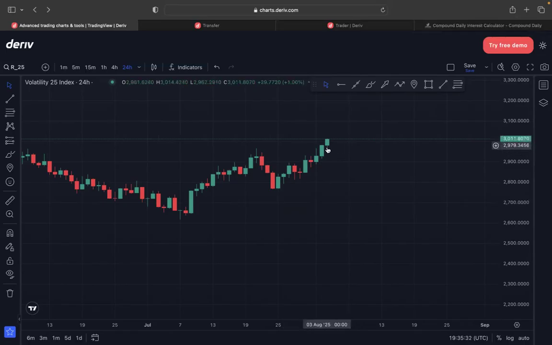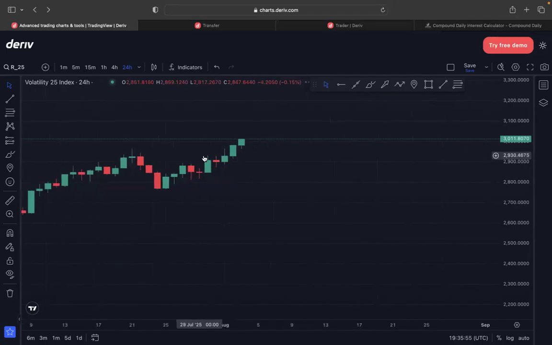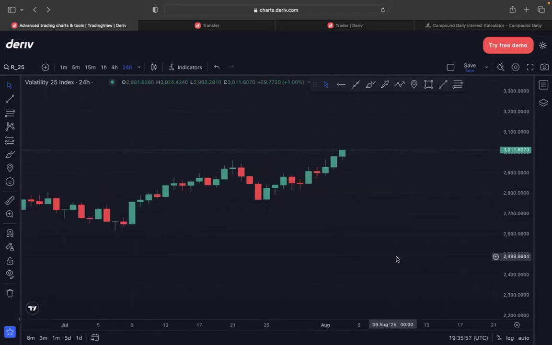Now, the green candlesticks signify that the market is going up. If you see a green candle, it means the market has moved to the upside or is moving to the upside. Just like this, let me show you. The red candlestick means the market is going down. So green means it's going up, red means it's going down. Let me zoom out on this.